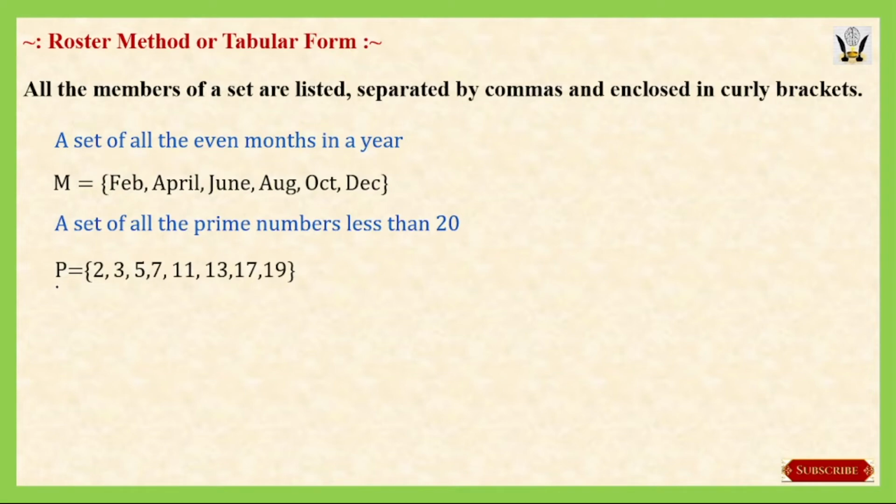The set has been represented by this capital letter P. Then all the elements are enclosed within these curly brackets, and it will start from 2. This is the first prime number, and since all the prime numbers will be less than 20, we will consider till 19. So here the last prime number, 19 itself again a prime number, will be 19, and here all the elements are separated by commas.